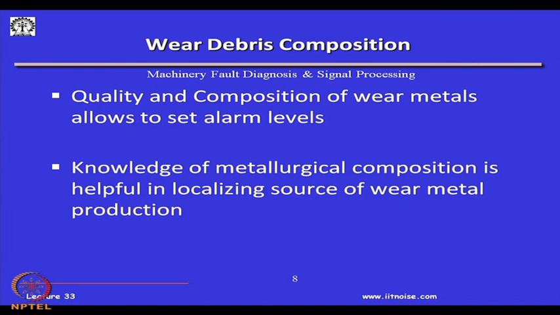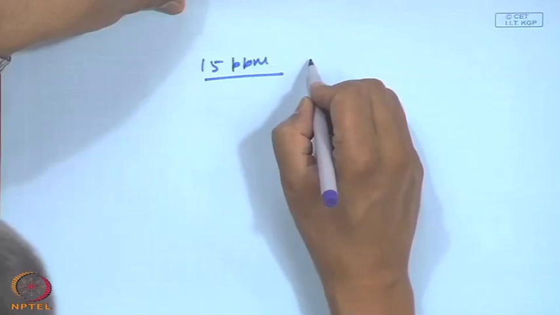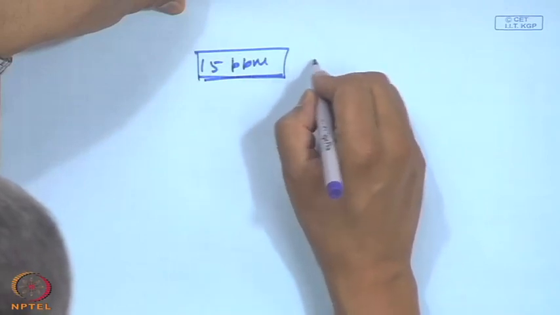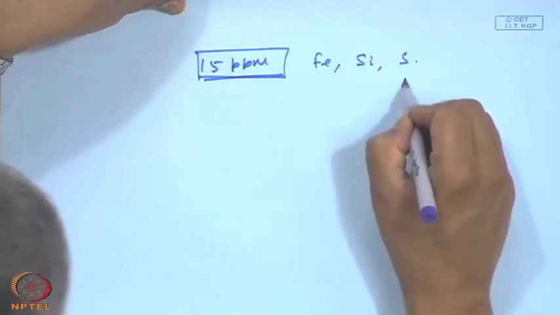But the wear debris composition helps us; the quality and composition of wear metals allows us to set alarm levels. Now, this maybe comes from experience. You know your parent material has so much iron, copper and zinc, etcetera, and you can set your standards. Usually, these standards are given in the international standards. For example, if it is more than 15 ppm in a particular 10 ml of iron or silicon or sulfur, etcetera, these are the alarm levels.